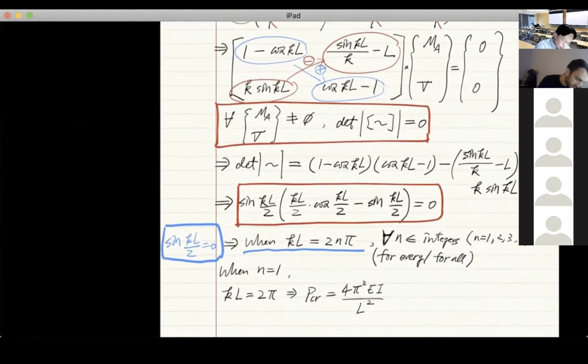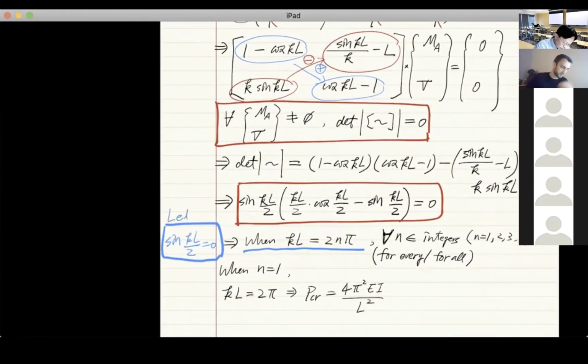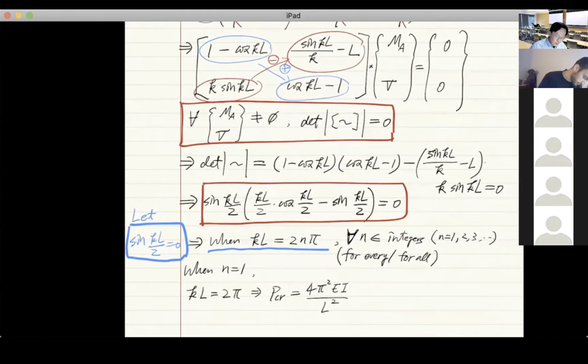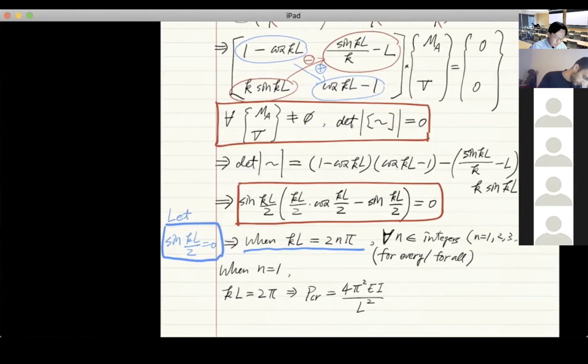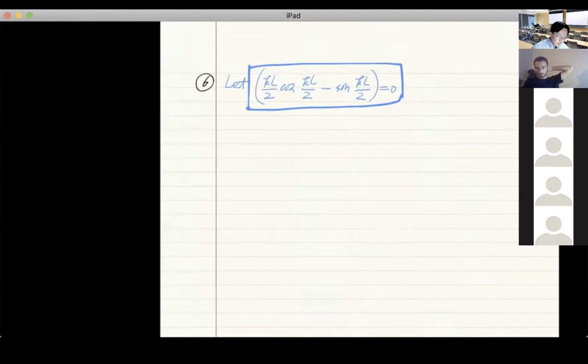The one before, we let sine KL be 0, which is the first term. Now we're going to look at the second term. The first term is easy. There's an analytical solution, because we just have to find out what makes sine KL over 2 be 0. But the other term is not that easy. You need to use numerical methods by plugging in values to make this 0, because it's not just one of them, but the result of k over 2 times cosine k over 2 minus sine k over 2.